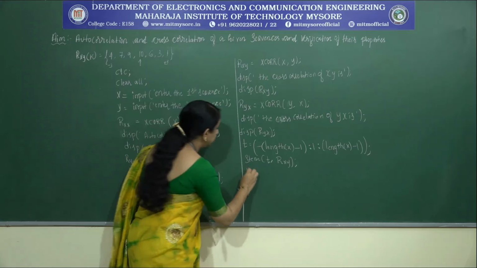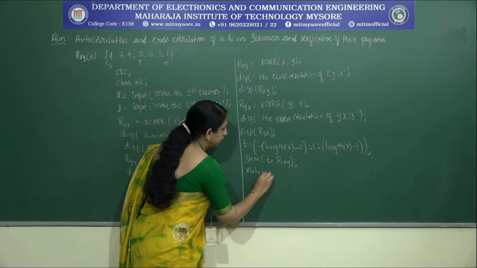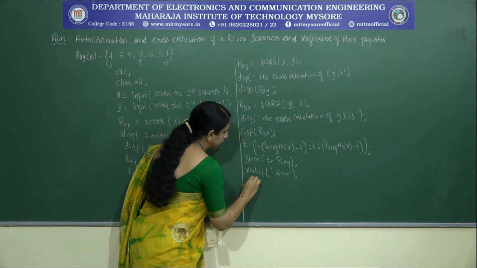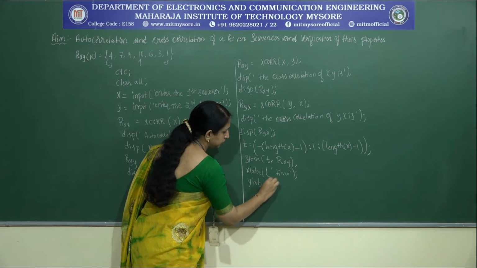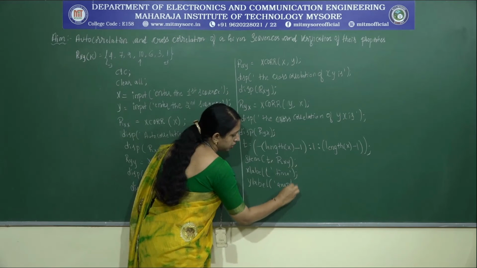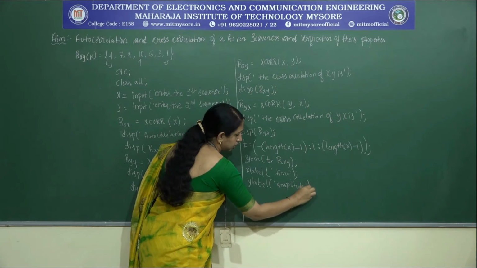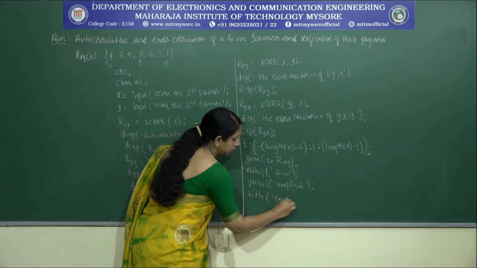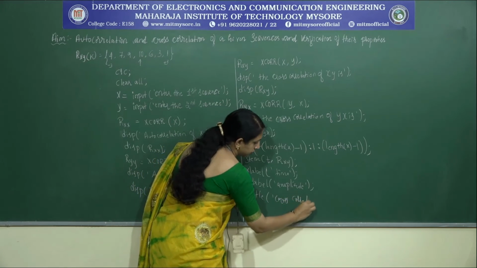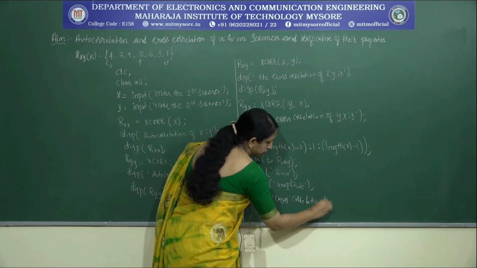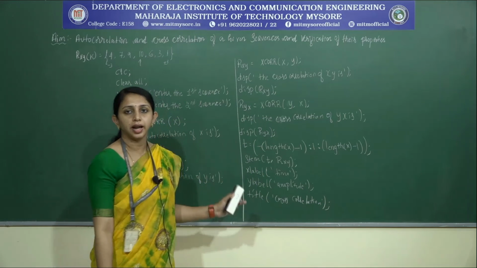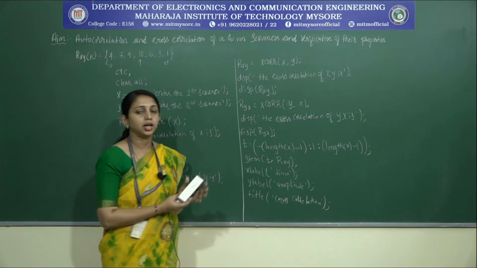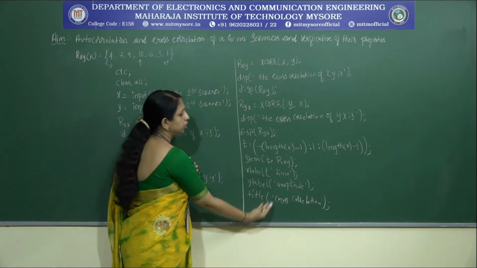After that, give an x label, time, y label, amplitude, and a title, cross correlation. Okay, so this ends the cross correlation programming part. So this is only a cross correlation.